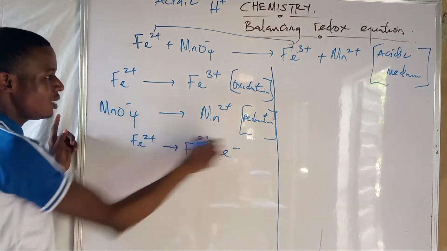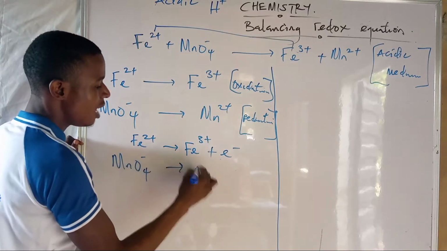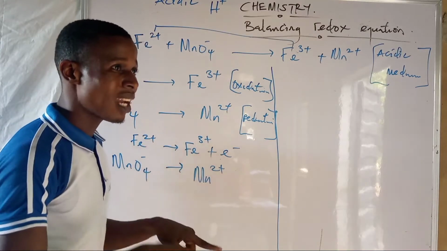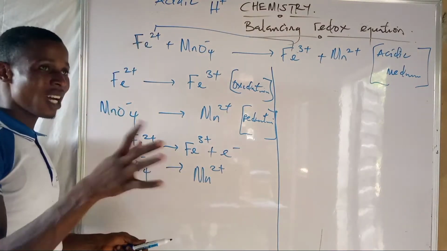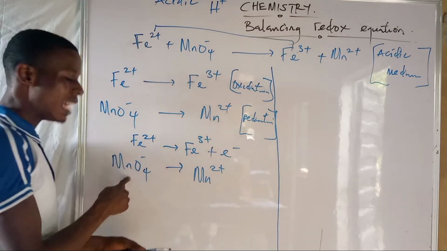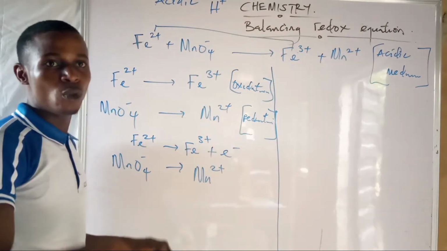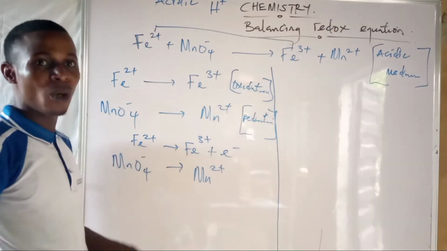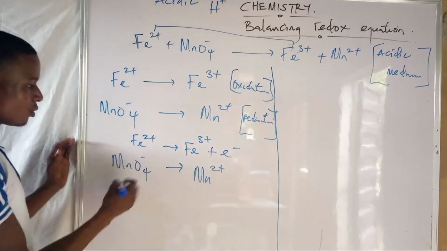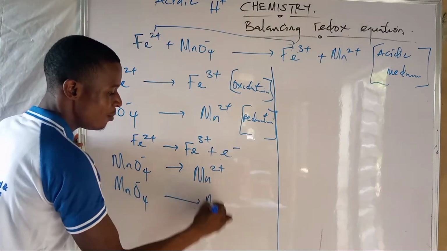But coming to the reduction one, MnO4- going to Mn2+. The first thing, like I said, is balancing the numbers of atoms. You can see 2 different elements at the reactant side, but just one element at the product side. What you have to do is add water, H2O, to the side that is lacking oxygen. This one has oxygen, this one is lacking oxygen.